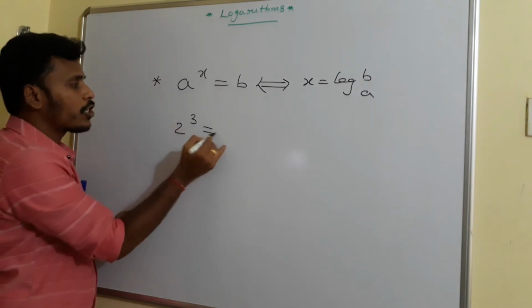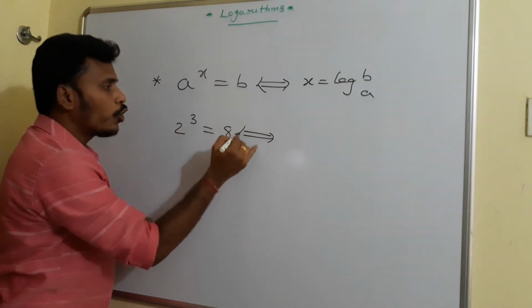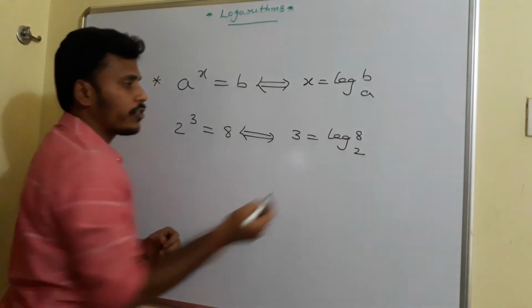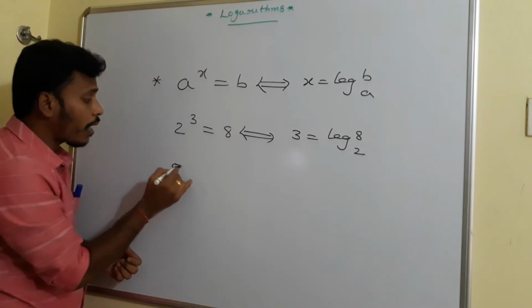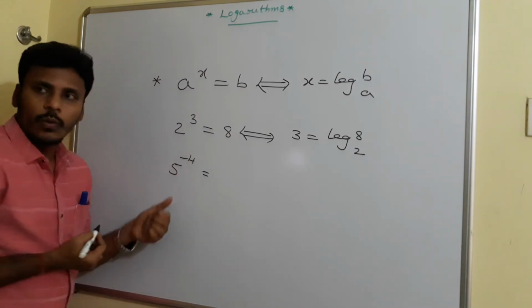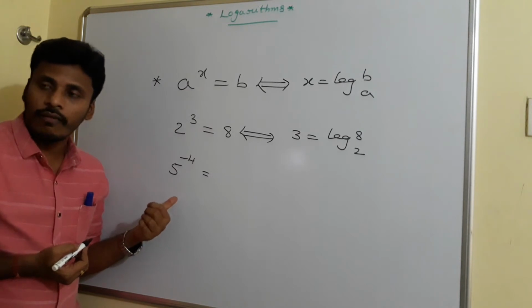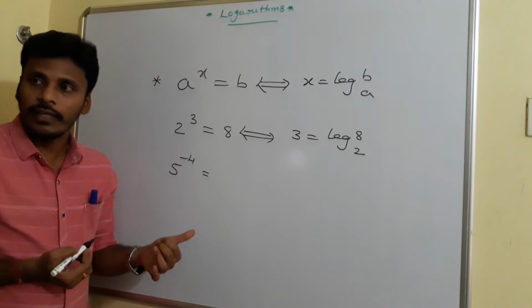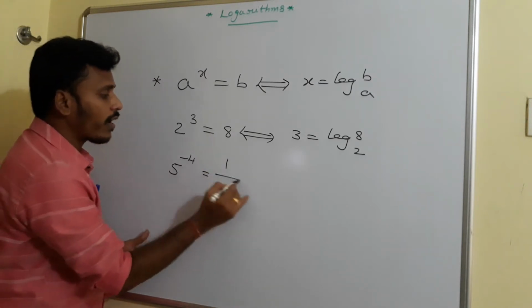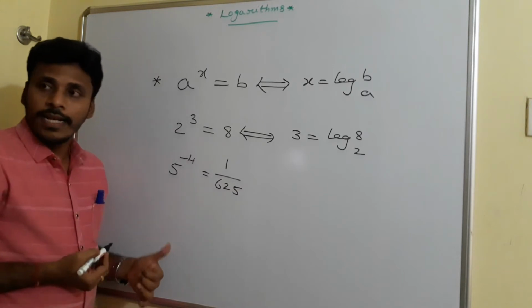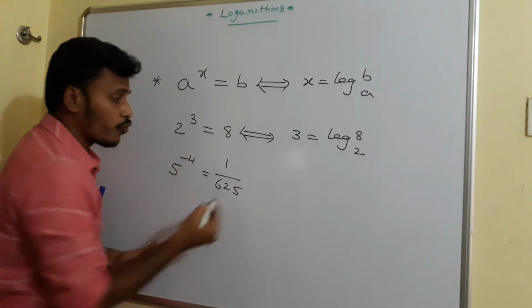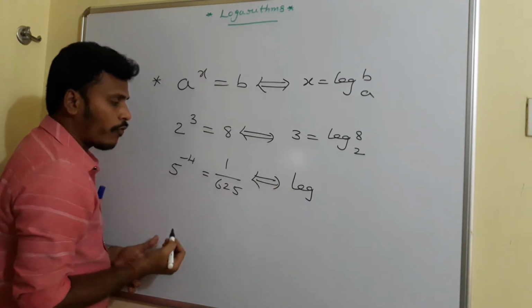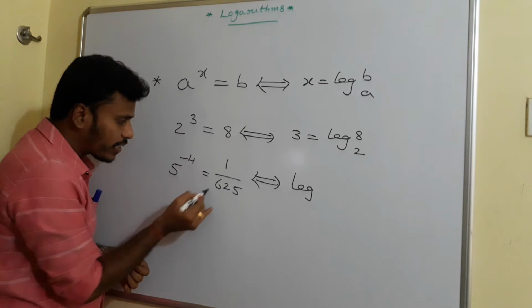As an example, I mentioned that if 2 cube is equal to 8, you will express it as 3 is equal to logarithm of 8 base 2. And suppose you take 5 to the power of minus 4. What is the value of 5 to the power of minus 4? 5 to the power of minus 4 is 1 divided by 5 power 4, right? Since it is 1 divided by 5 power 4, we will write it as 1 by 625. Since 5 to the power of minus 4 is 1 by 625, you can express it in this manner. Logarithm of, or you may say it as sum. You send this 5 to that side.